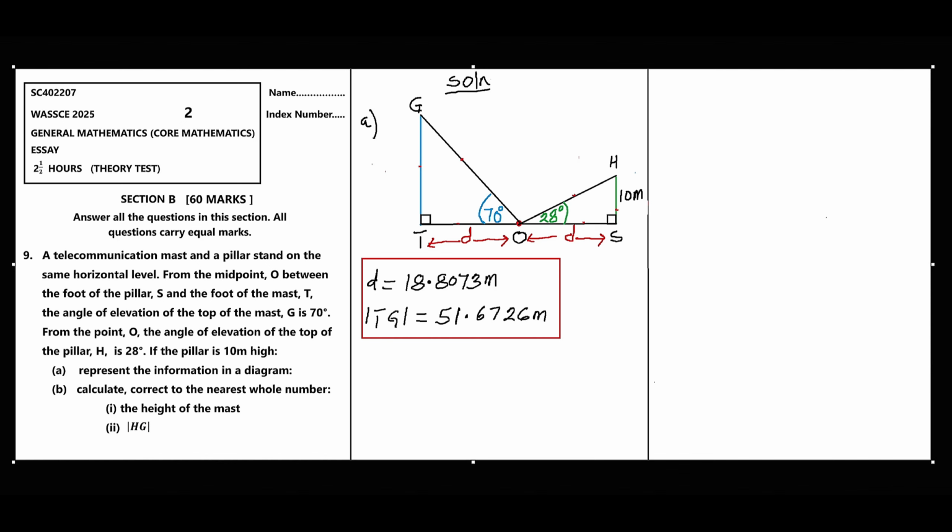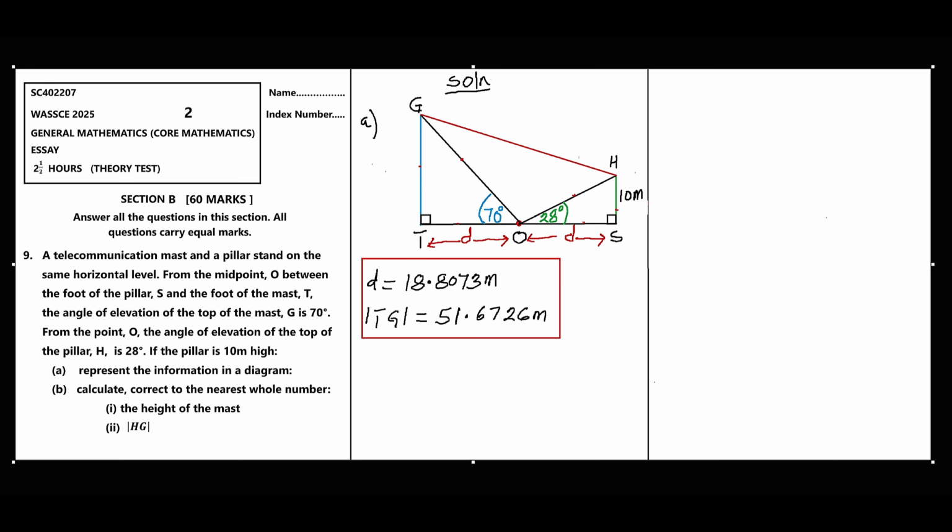B II, we have to calculate correct to the nearest whole number the length of line HG. So line HG from H to G. So let's join the 2 points to get the required line. So we are looking for the length of line HG. That is the line in red. So how do we do that?